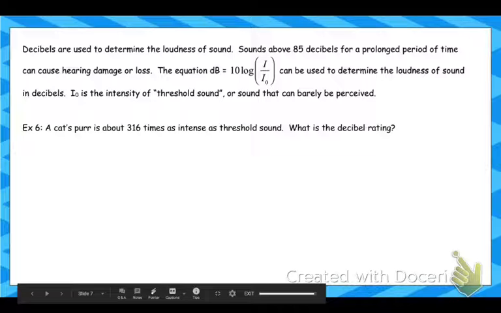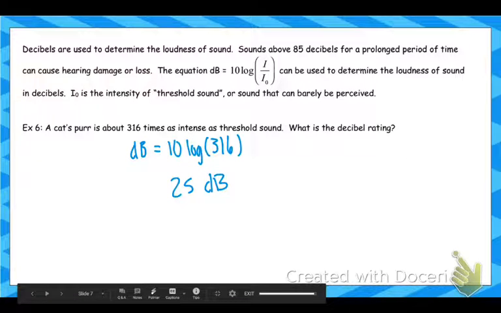So this first question says a cat's purr is 316 times as intense as threshold sound. We don't know what that threshold sound is, but let's say if it's 1, then the I for the cat's purr would be 316. If this is 2, this would be 2 times 316. Whatever we use for that value, it doesn't matter because that ratio is going to be 316. So this would just be 10 log 316. And again, it's just plug in and go, and you end up with 25 decibels. Which makes sense because 85 decibels is going to cause hearing loss. This is a whole lot less than that, and a cat's purr is not very loud.